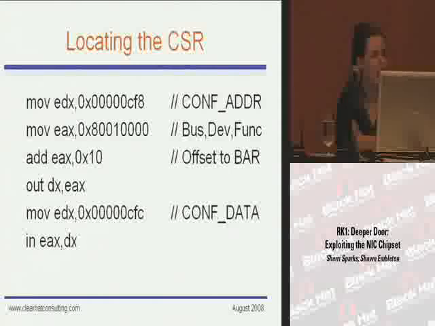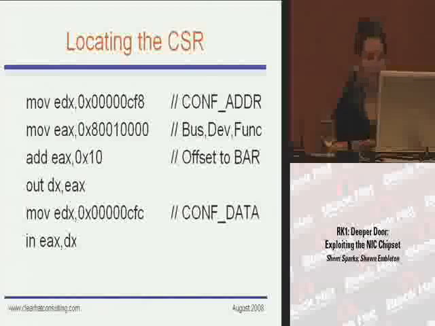And then we're going to issue an out instruction, which is going to cause us to set our configuration address register to the location of what's going to be the CSR pointer. At that point, we move CFC into EDX, which is our configuration data port. And then we issue an in instruction, which will cause us to read the value. So now at this point, we should have the physical pointer to the CSR for the card.